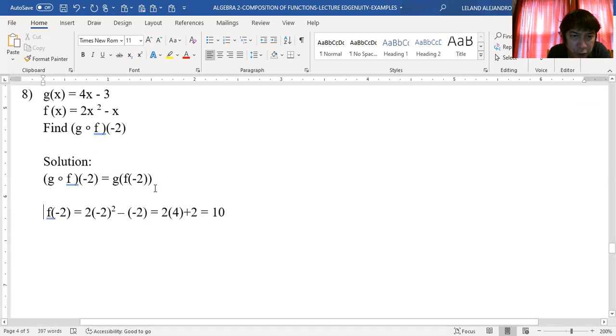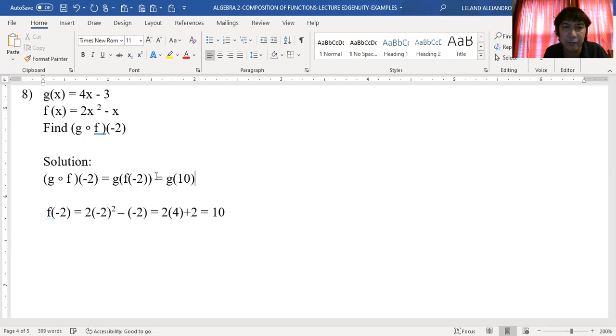We continue now with our original requirement. This is now equal to g of 10, because f of -2 in the first place is now computed to 10. Now we're going to use this 10 input in the g function. G of x is equal to 4x minus 3. So this means 4 times 10 minus 3.